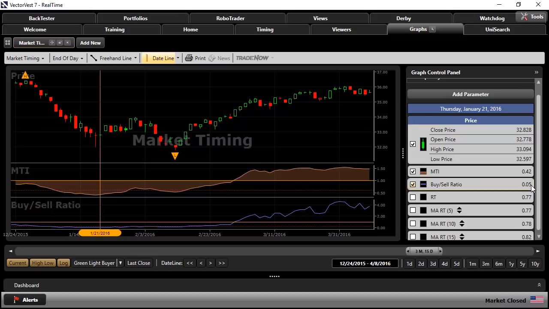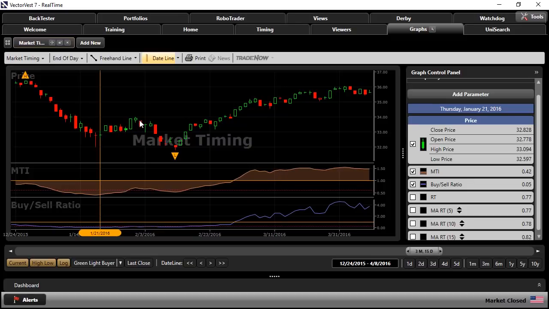Now notice here, coming off, was that a bottom? Well, you know something? It actually was not, but you didn't know that right then and there. So 1.21 is the level where the buy to sell ratio and MTI meet the criteria. We had an explosive day, but notice what happened. We had an explosive day, no confirmation. An up day, no confirmation.